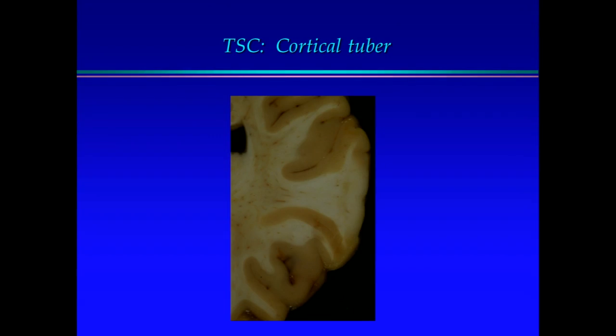And then this is a pathological section of a tuber. You can see these are the gray matter or the cortex here, and then this area that looks white, that's the white matter. And here is this nice cortical ribbon. You come around here, you see it, and then here you lose it. And that's what a cortical tuber looks like on a slice of the brain.